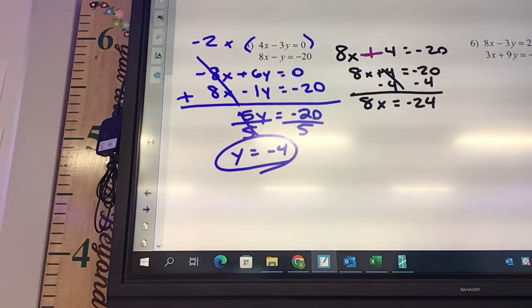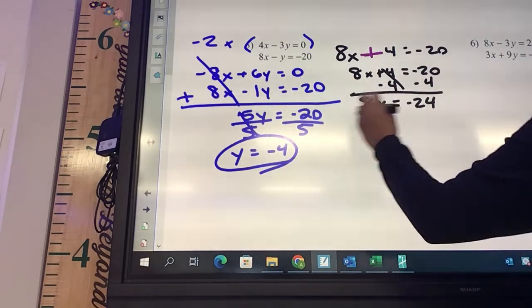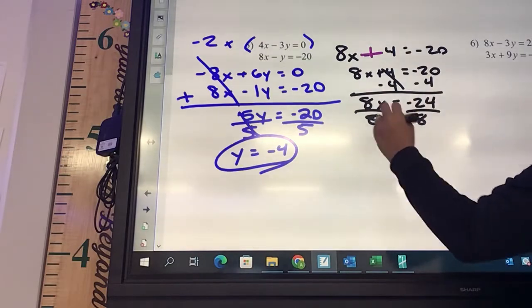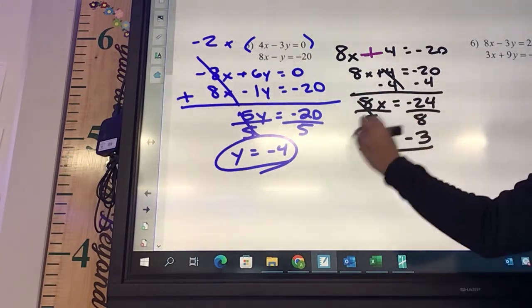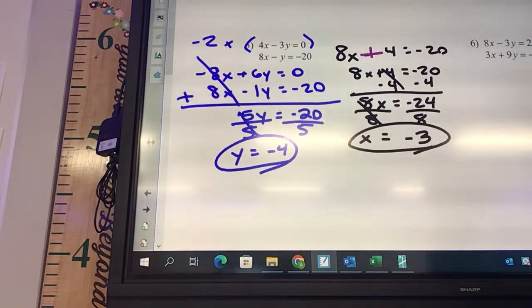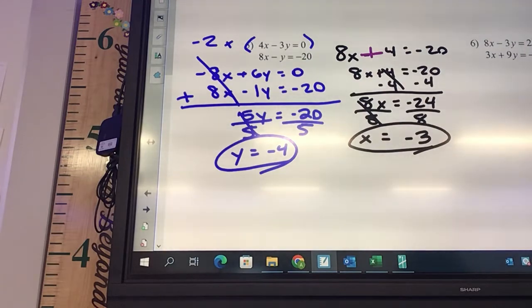Then what? Divide by 8. Okay, so we get x equals negative 3. What's that coordinate going to look like? Negative 3, negative 4.